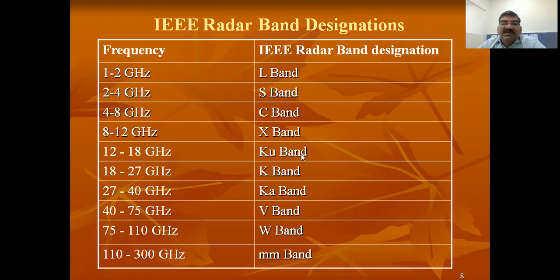12 to 18 gigahertz is Ku band, then 18 to 27 gigahertz is K band, 27 to 40 gigahertz is Ka band. Generally these bands are used: 40 to 75 is V band, 75 to 110 is W band, and beyond 110 till 300 it is called millimeter wave. So that is the millimeter band. These are the bands and applications I have mentioned to you, and there is a micrometer band further.